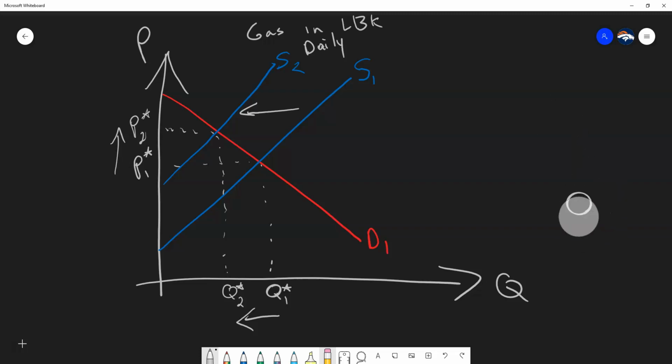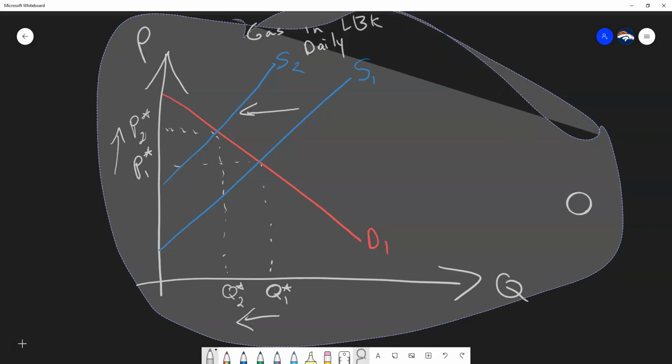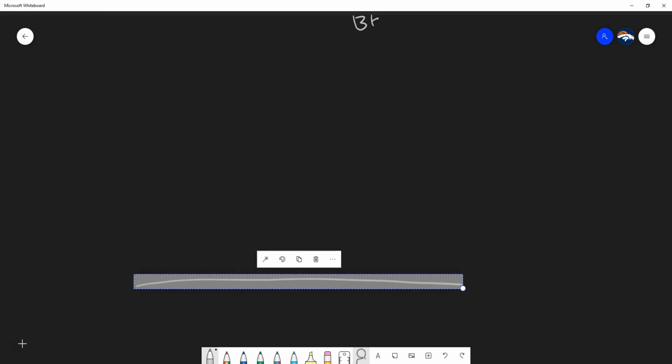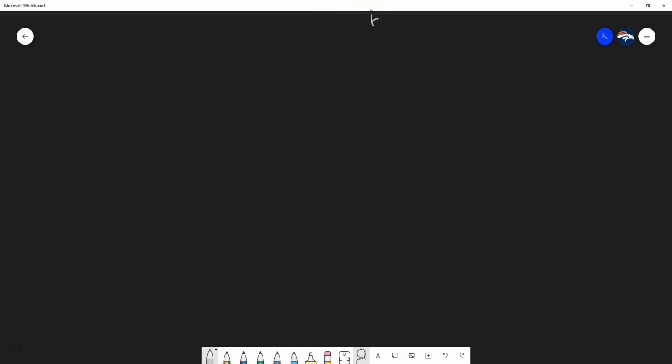Now let's actually draw the graph again, but in this particular case, shift our demand curve. What would it look like if demand shifted? Almost. Third time's a charm. I'm still getting used to this a year into the pandemic, or a year and a half into the pandemic.